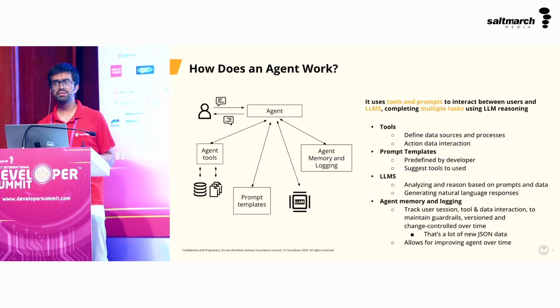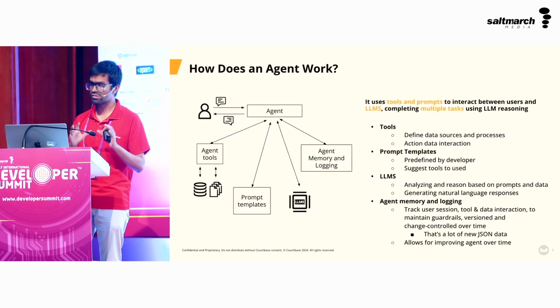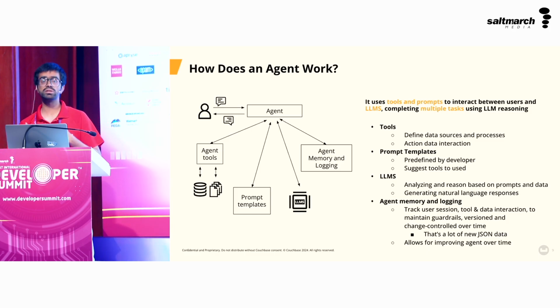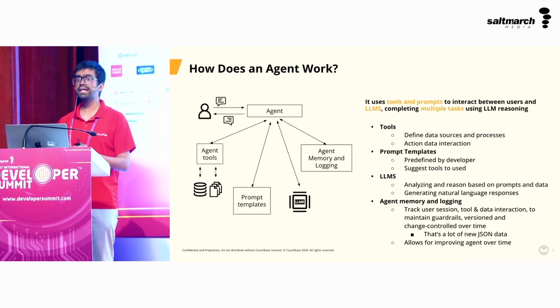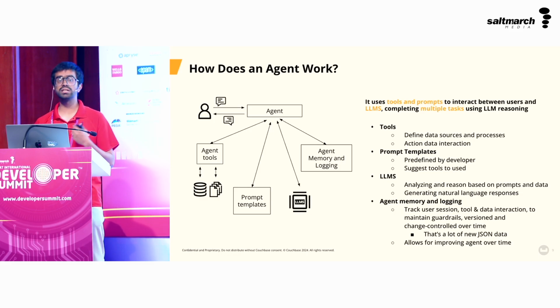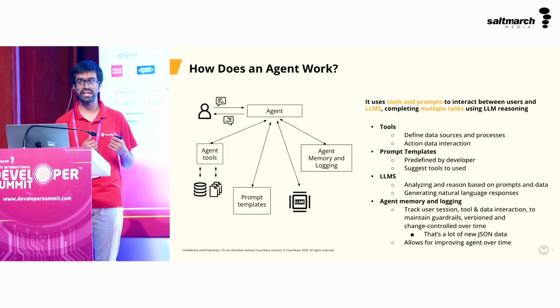Now, at its core, as I have already mentioned, how agents work is that they use these tools and prompts to actually carry out tasks for you, while at the same time having a reasoning capability to understand whether the tasks that they're performing are accurate enough or not.